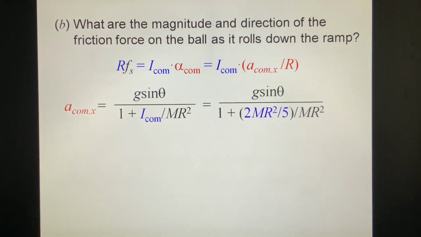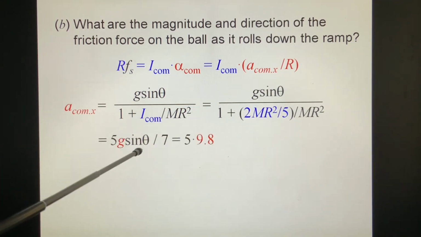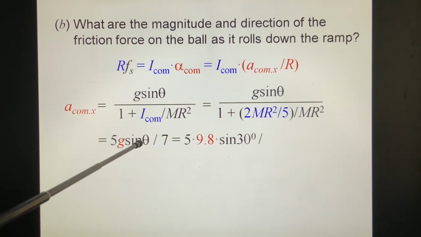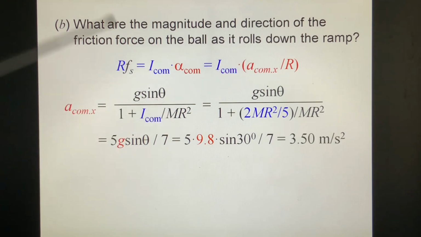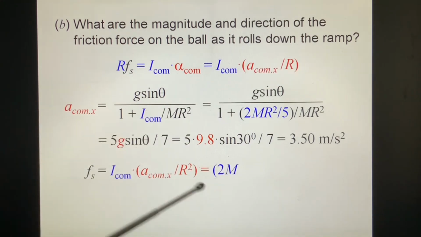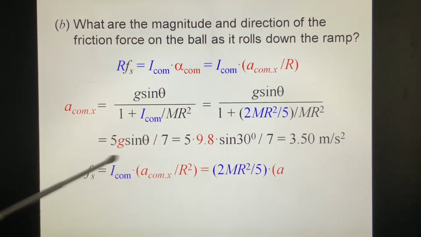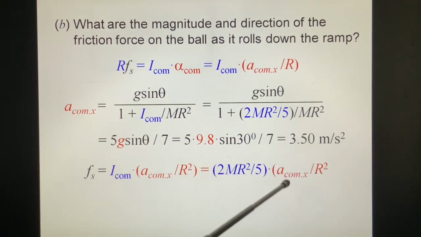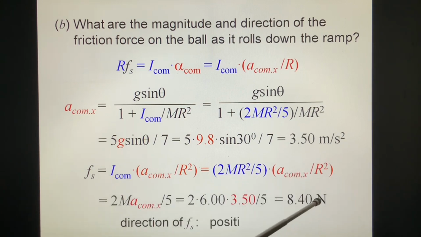And theta, we put everything in. Okay, let me see. This theta is 30 degrees. That's it. Once we have a, we can find F. F equals I_com a over r squared. And I_com equals 2mr squared over 5. We put it in, r squared cancels out. We get this one is positive. What does this mean? This means the direction is upward, as we assumed.